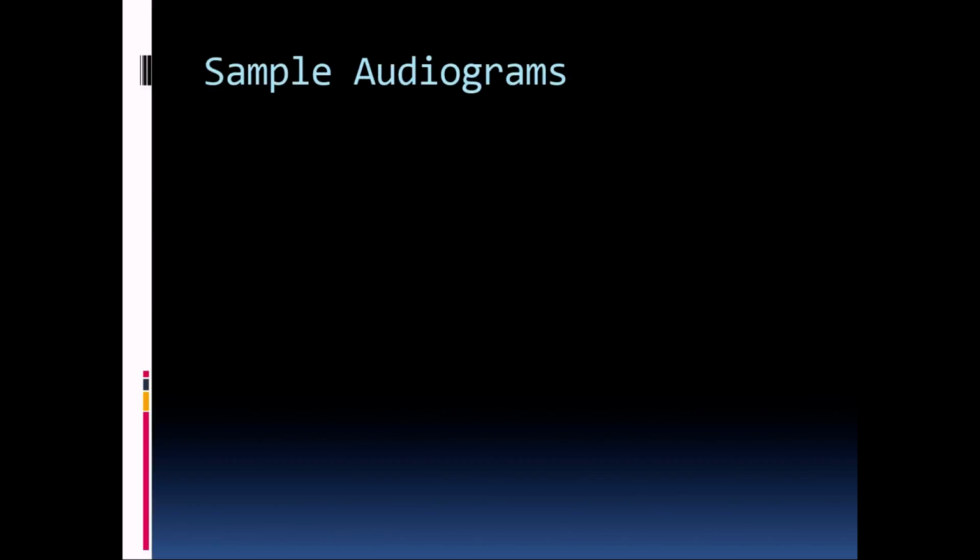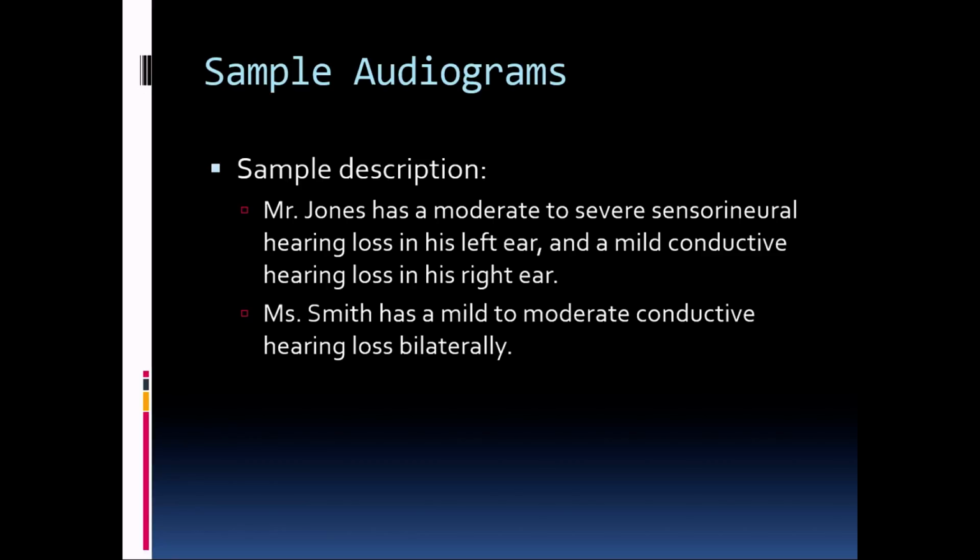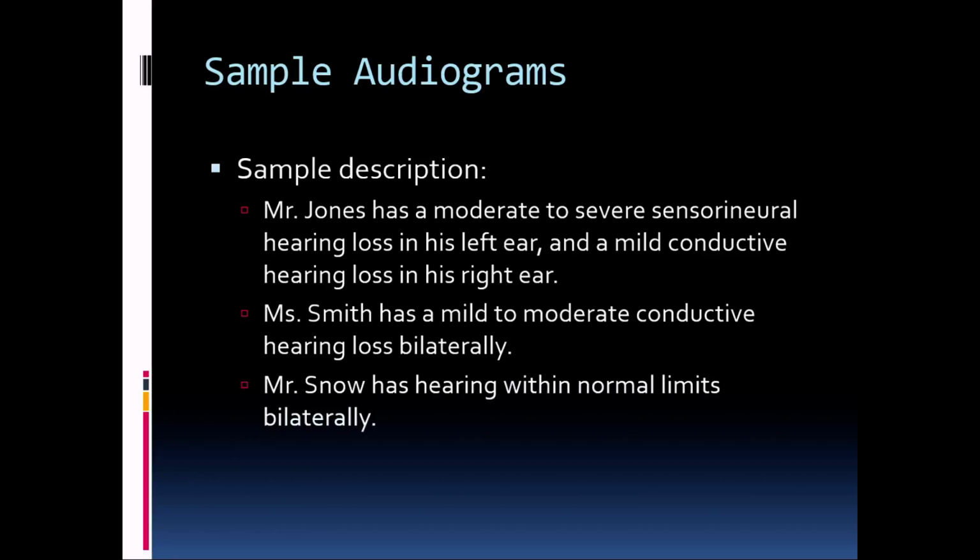So let's look at some samples. An example of describing a hearing loss completely might be: Mr. Jones has a moderate to severe sensorineural hearing loss in his left ear and a mild conductive hearing loss in his right ear. Or Mrs. Smith has a mild to moderate conductive hearing loss bilaterally. Mr. Snow has hearing within normal limits.